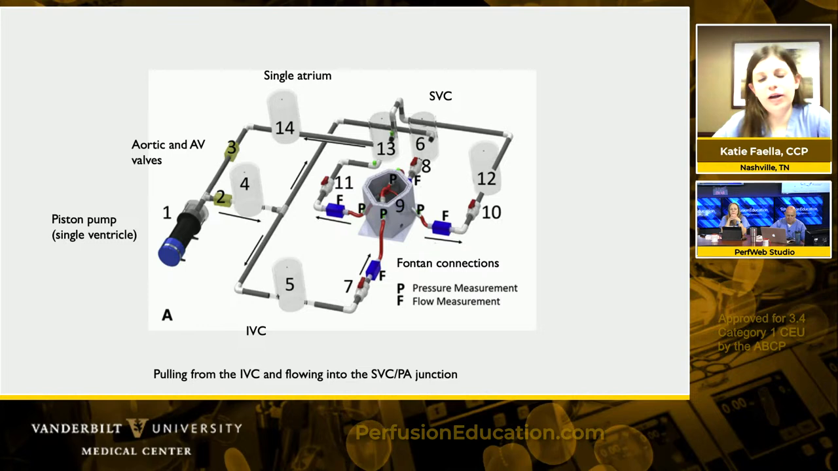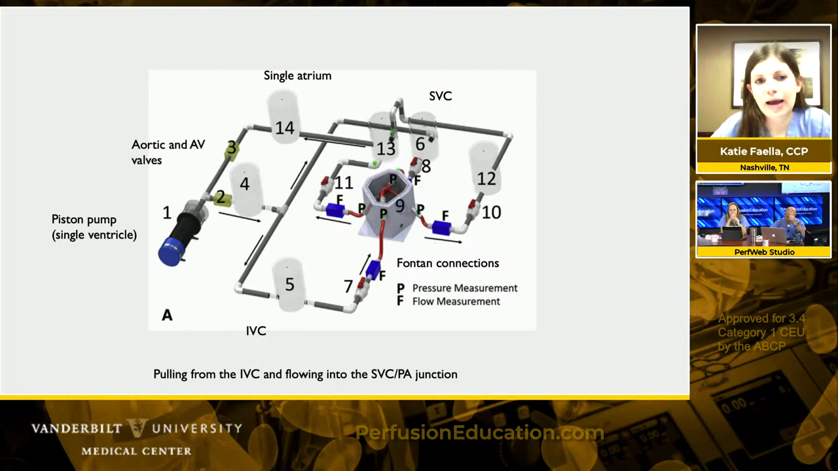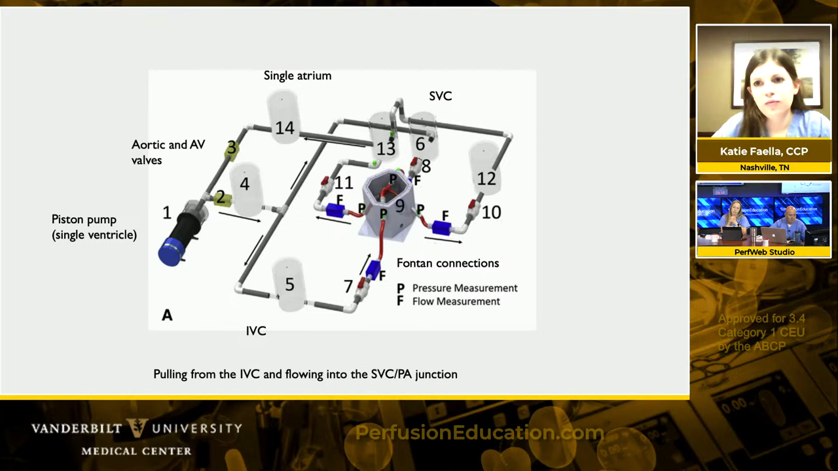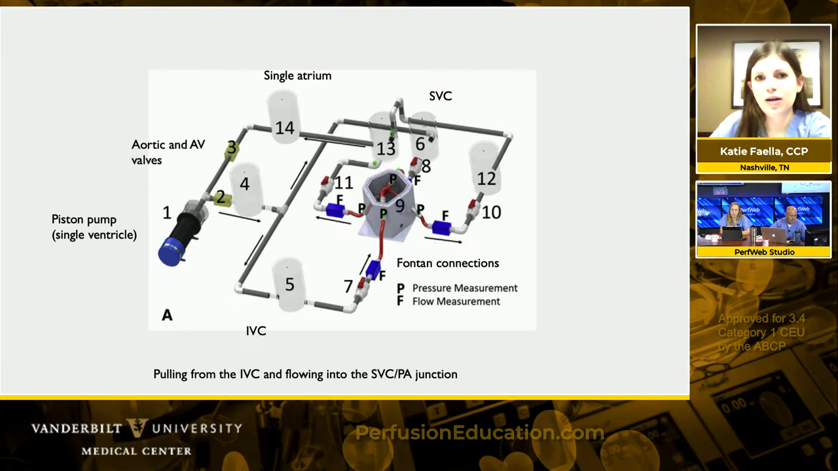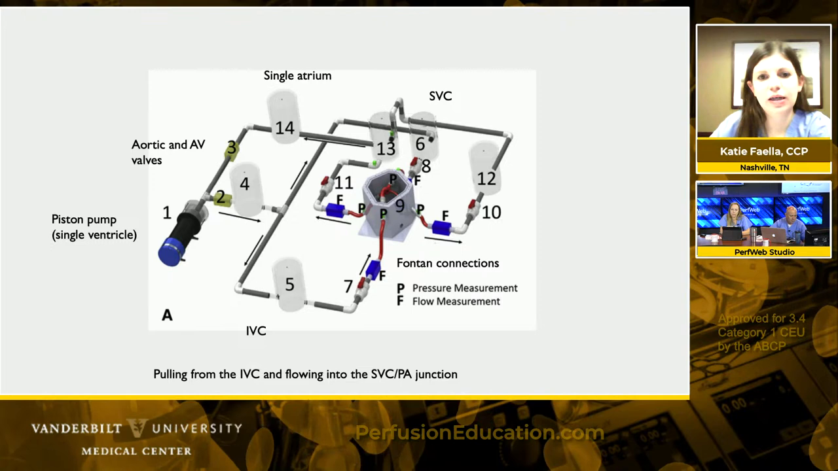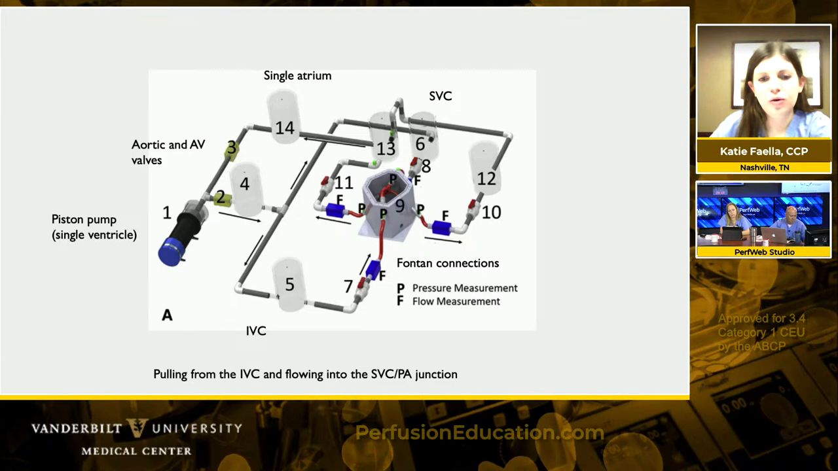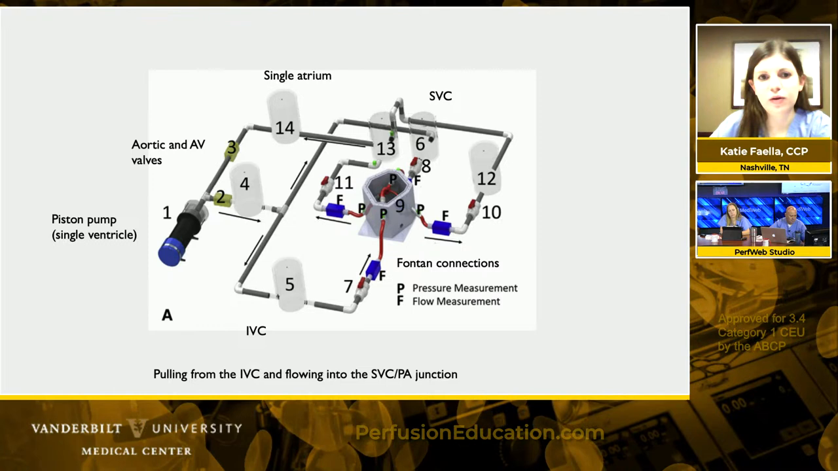So this diagram looks a little bit complicated, but this shows their lab setup. Basically, on the left, you can see the piston pump that was representing their systemic single ventricle. And then they've got these buckets set up as the different places: the atrium, the IVC, the SVC, and different things representing the valves to show the flow. So you can see that this is set up to be the flow of a single ventricle heart, all coming from one ventricle.